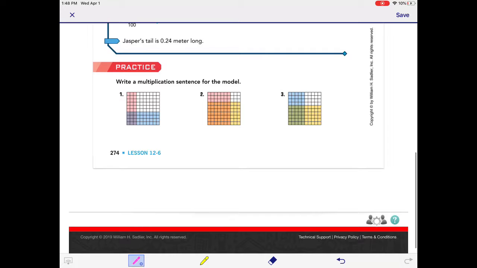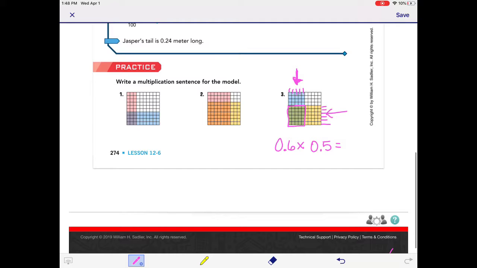You should be able to know factor times factor. We go horizontally and vertically. All right, what is our factor represented by the horizontal bars? 1, 2, 3, 4, 5, 6 tenths, which we write like this, 6 tenths. All right, times what? Times what did we do vertically? 1, 2, 3, 4, 5 tenths. So there are 2 factors, and the answer is where they overlap, which is right here.